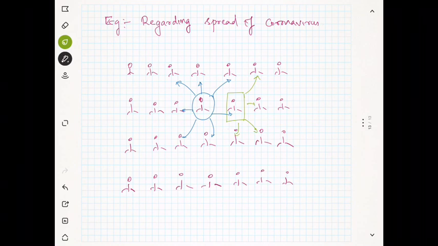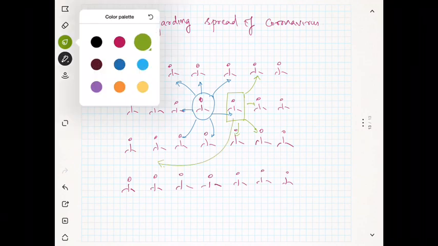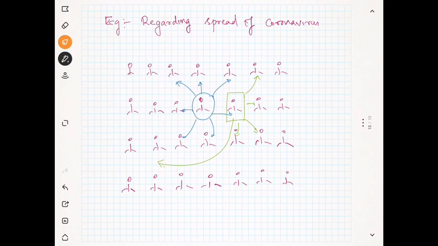Like this. Then he may be traveling sometimes, and he may reach here. Then what will happen? He will give it to the nearby people, and it will be spreading. So it will be spreading, right? You understood?